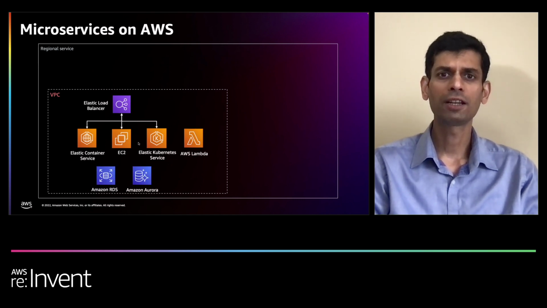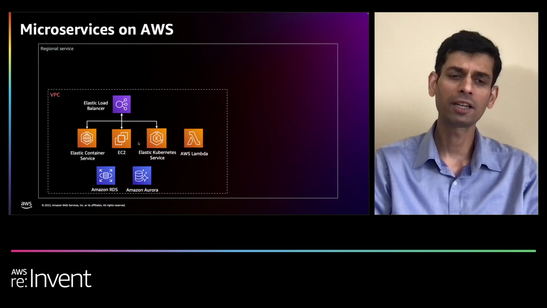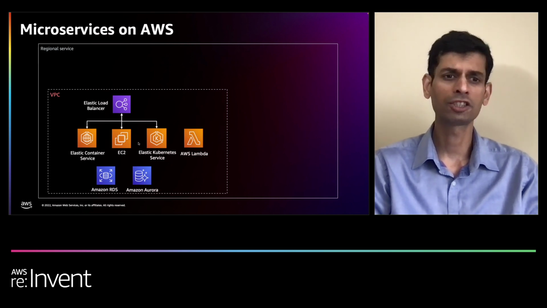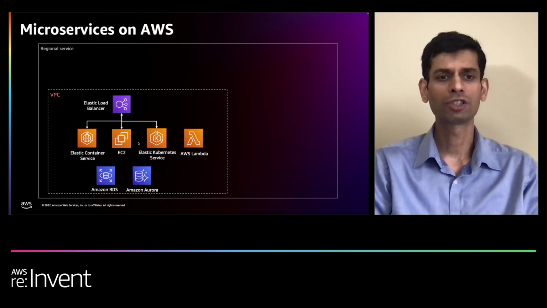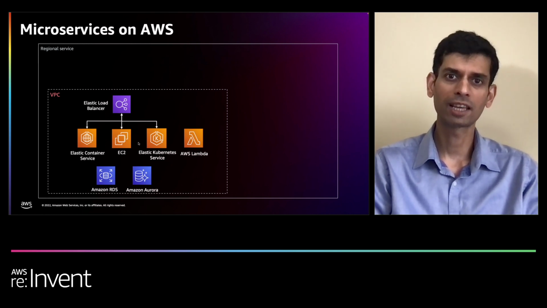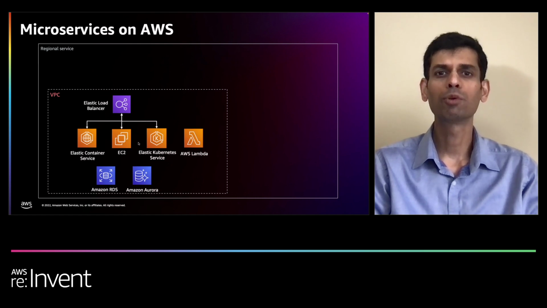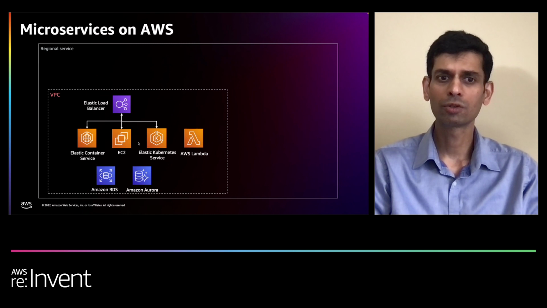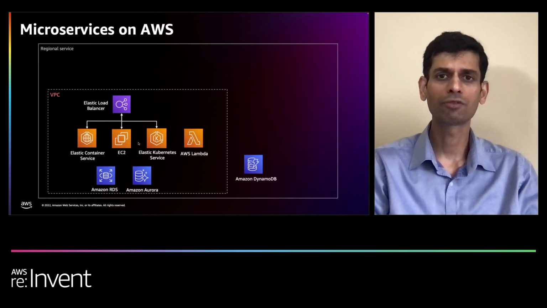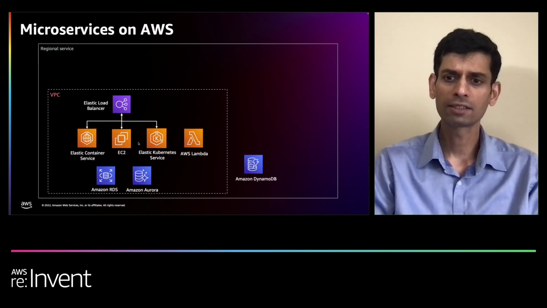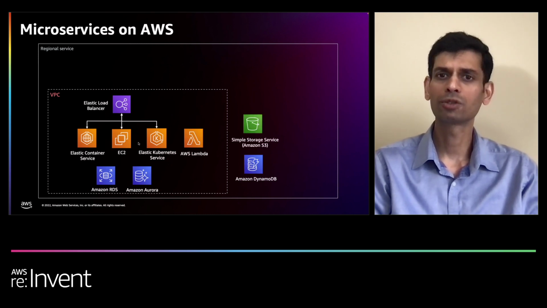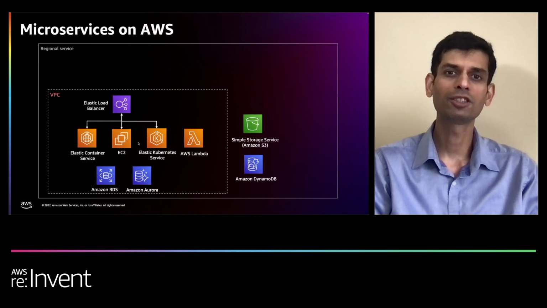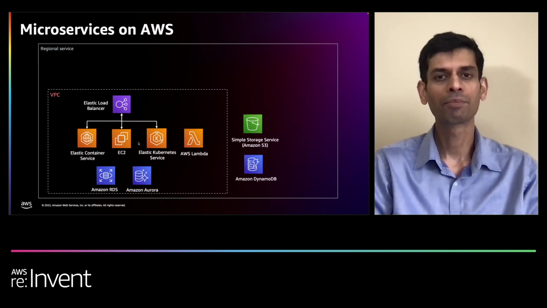Then for the choice of databases, you have a choice of purpose-built databases, starting with Amazon RDS, the Relational Database Service, supporting a variety of database engine types, and Amazon Aurora, which provides high availability and scalability with full MySQL and Postgres compatibility. If you are looking for NoSQL data stores, you have Amazon DynamoDB, which is a fully managed and serverless NoSQL data store. And for all other types of data, you have Amazon S3, which provides 11 nines of durability and high availability.